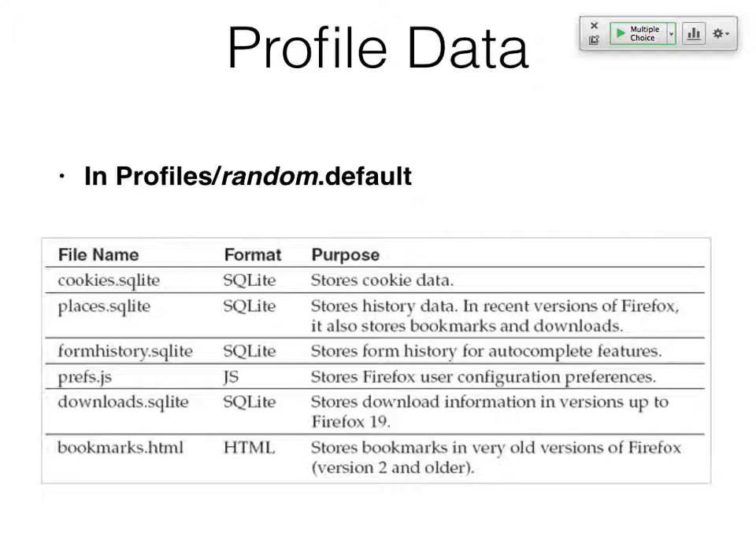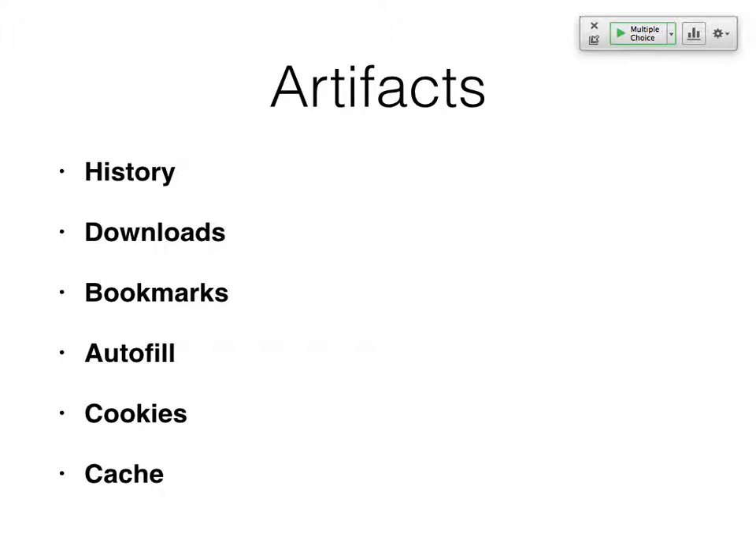But anyway, in here you've got your cookies, your form history, your autocomplete features, your bookmarks, and your download history, and so on, all stored in these files. So the usual stuff is here: your history, list of downloads, bookmarks, autofill data, cookies, and cache. You have to have all that to do anything on the internet, and all those store essentially the same information, keeping a pretty thorough record of what you've been doing.